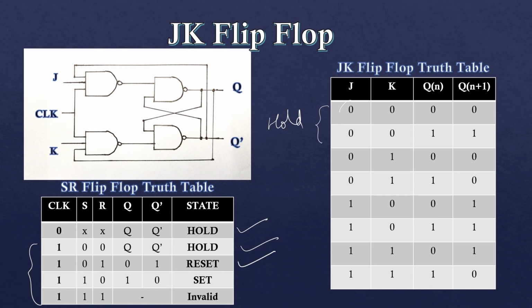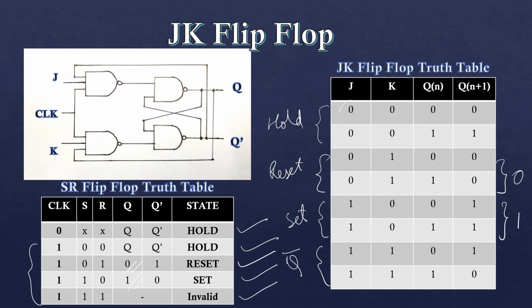And see the second point. When S is 0 and R is 1, that is J is 0 and K is 1, it will be in reset. So the output was 0, right? So we got 2 times 0. Now next consider when S is 1 and R is 0. When J is 1 and K is 0, it is set state. So value will be 1. Then when S is 1 and R is 1, last state, here the value will be negated. That is Q bar. This is how easily you can remember JK flip-flop truth table from SR flip-flop truth table.